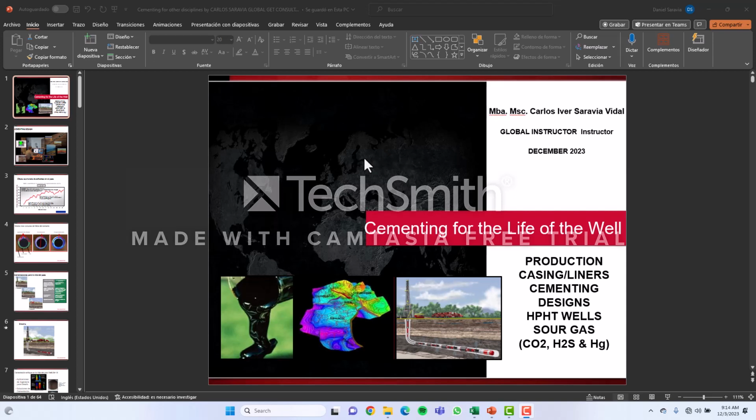Now I'm going to present cementing designs for HPHT wells in sour gas production. This is a real case scenario in South America about liner design for a well that produces sour gas with CO2, H2S, and mercury. Very high risk sour gas production.